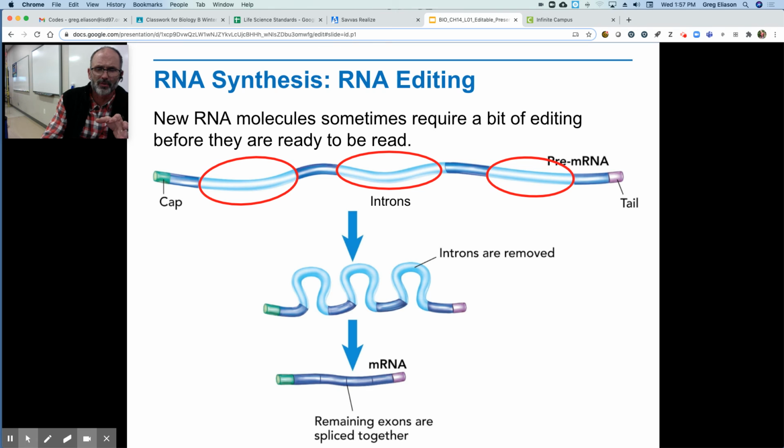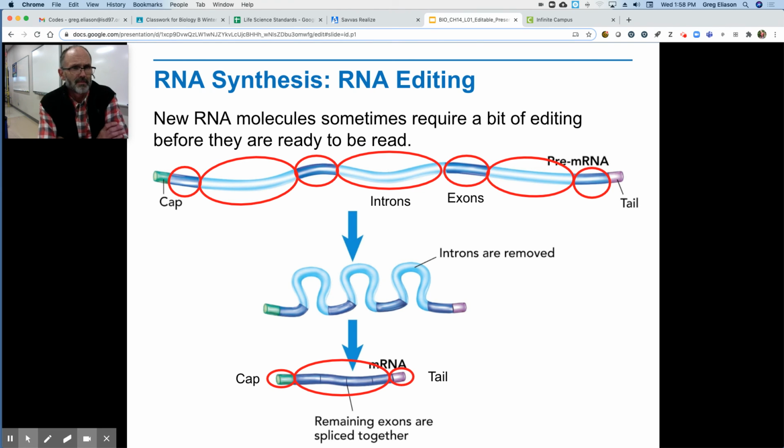There are our introns, and there are our exons, and the exons are going to be ultimately the parts of the mRNA that are going to go out. And there's a cap and a tail, so you have to know when to start reading it and when to be done reading it. Okay, so that's the introduction to RNA.